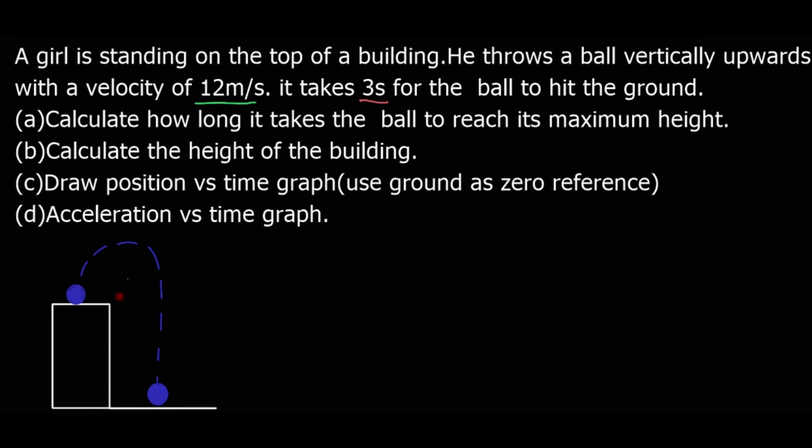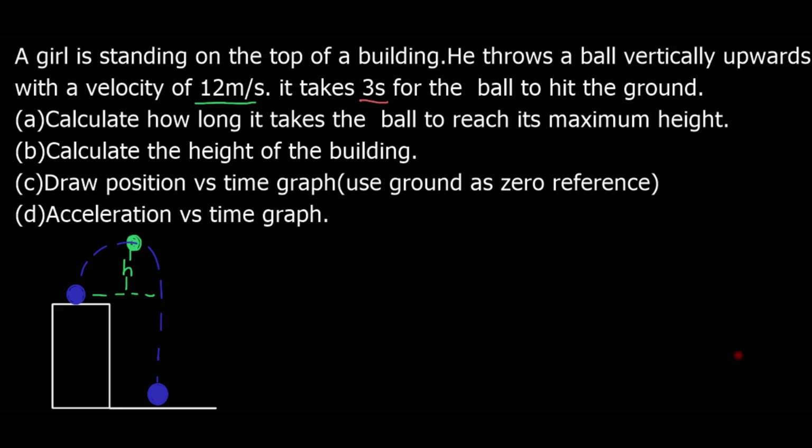A girl throws an object upwards, and this object reaches the ground. It's obvious that before this object reaches the ground, it reaches the maximum height. This girl throws this object upwards with the initial velocity of 12 meters per second, and it takes 3 seconds for the ball to hit the ground. Part A: calculate how long it takes the ball to reach its maximum height. This question wants to know in how many seconds this ball reaches this maximum height. So we are looking for the time.